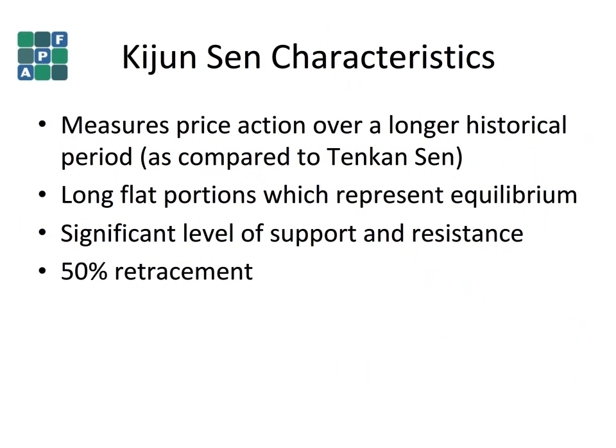As the Kijun Sen measures equilibrium for the past 26 periods, while the Tenkan Sen only measures that for 9 periods, the Kijun Sen has longer periods of flat, horizontal lines, and offers a more significant support and resistance. As it takes the average of the highest high and lowest low, it is effectively the 50% retracement between the highest high and lowest low. Therefore, it is also common for traders to wait for retracements to the Kijun Sen before entering their trades.